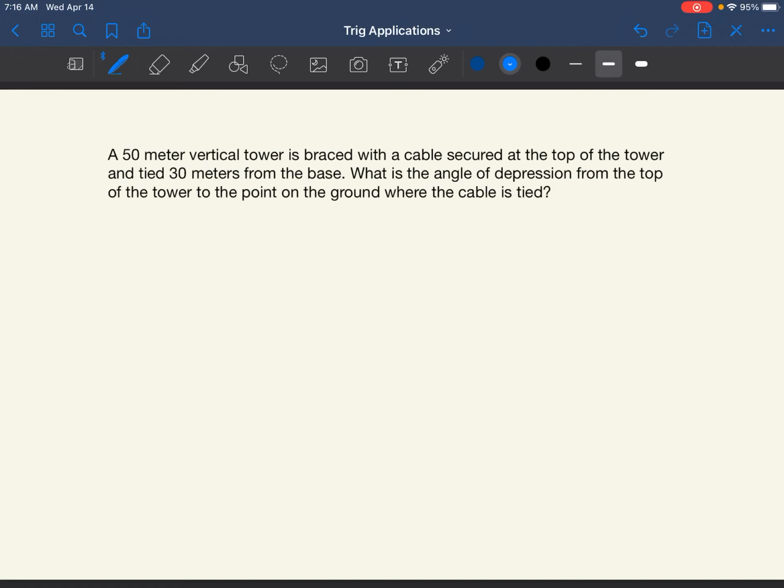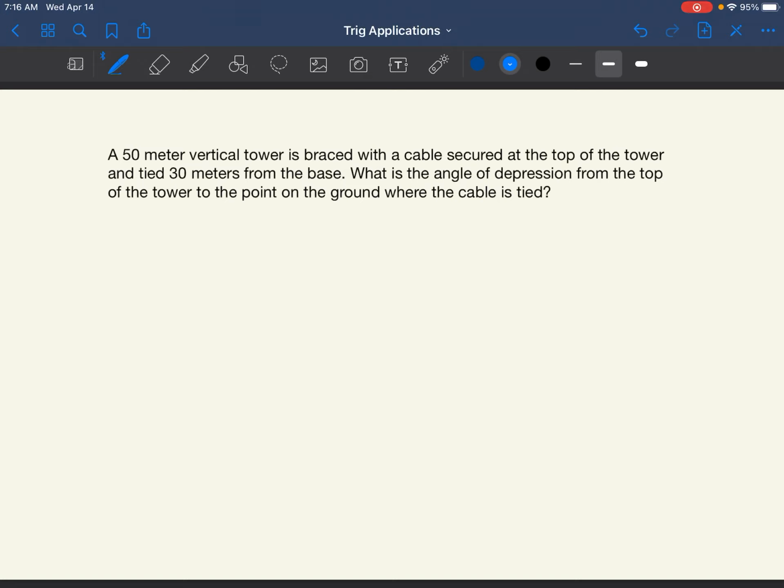Here's our next problem. First step, go ahead and read through it real quick. A 50-meter vertical tower is braced with a cable secured at the top of the tower and tied 30 meters from the base. What is the angle of depression from the top of the tower to the point on the ground where the cable is tied? Okay, first step, read through the problem.